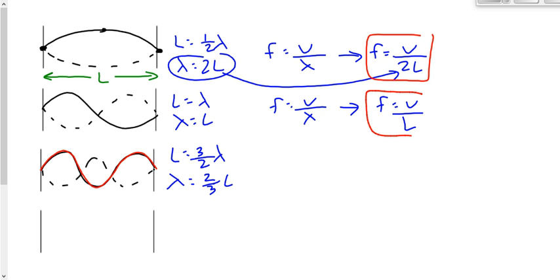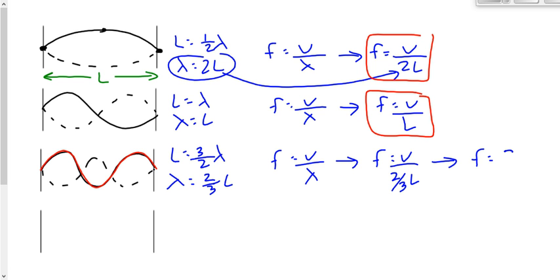And we do a similar analysis with the next one. F is equal to V over lambda, but this time lambda is 2/3 L. Well, we can leave it like that if we want, but I want to tidy it up a little bit. So instead of V over 2/3 L, I'm going to multiply by the reciprocal and get 3 over 2 V over L, right? Something divided by 2/3 is the same as multiplying by 3 over 2.